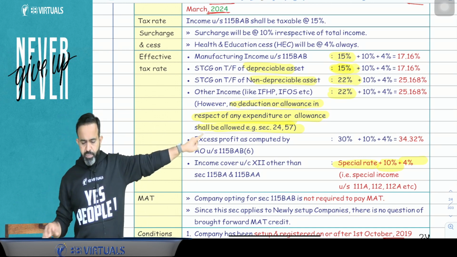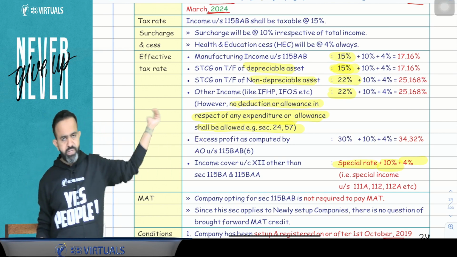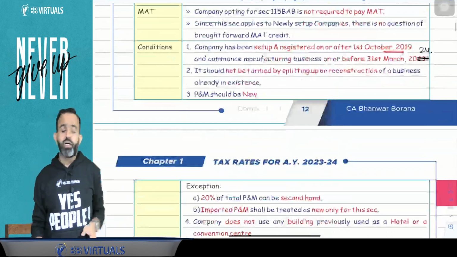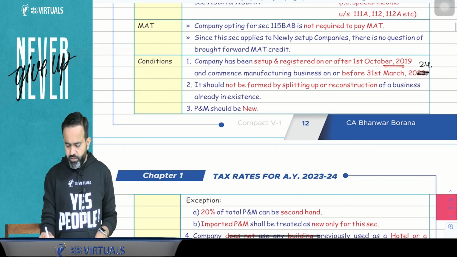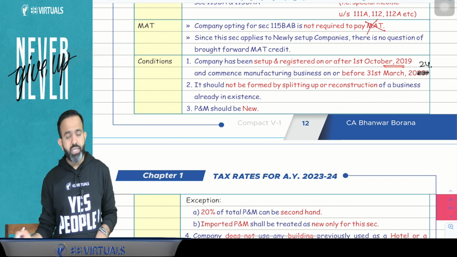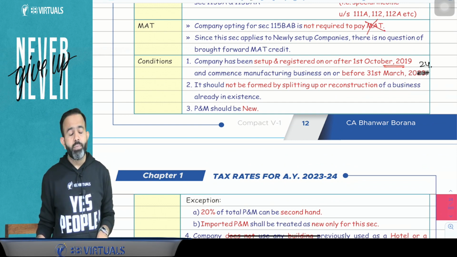Now there is a 30% also. What is the meaning of that 30%? We will discuss later. Now one more point: if the company opts for this particular section, then MAT is not applicable. There is no question of MAT. MAT is not applicable if the company opts for section 115BAB.